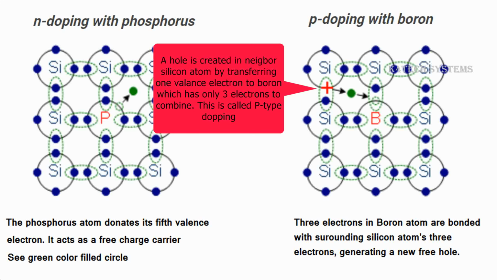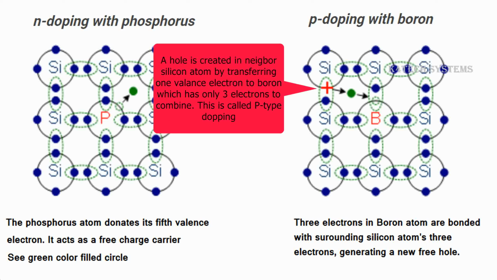P-doping. When a boron atom is doped with the silicon atom, 3 valence electrons in the boron atom combine with the 3 valence electrons in the silicon atom. One valence electron in the silicon atom becomes free. In order to bond this free valence electron, one electron is taken from a neighboring silicon atom. This creates a vacancy or hole in the atom where that electron is lost. This hole is a positive charge. Like this, a p-type semiconductor is formed.